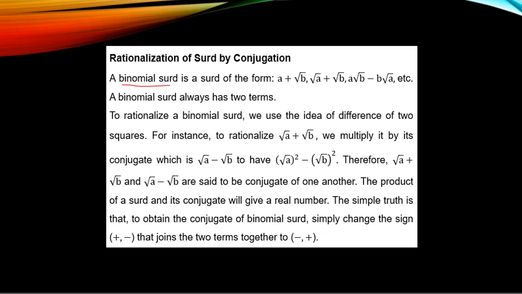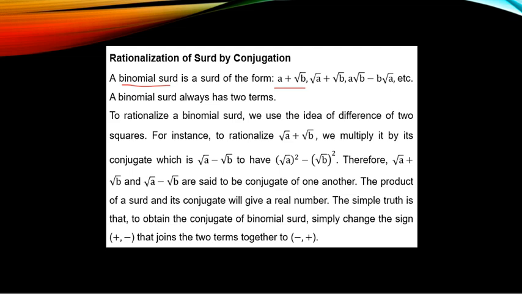For you to rationalize, you pass through the conjugate. Then let's understand what is conjugate. All right, but before then, a binomial surd is a surd of the form a plus root b. Binomial means two-term expression. So binomial surds are surds that contain two terms.